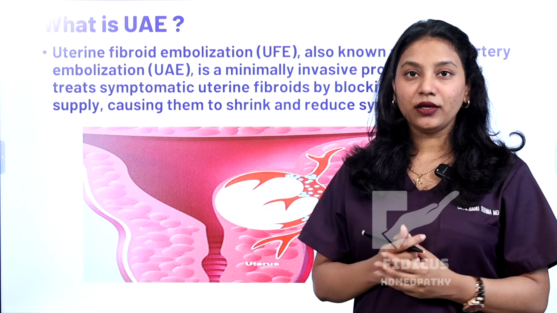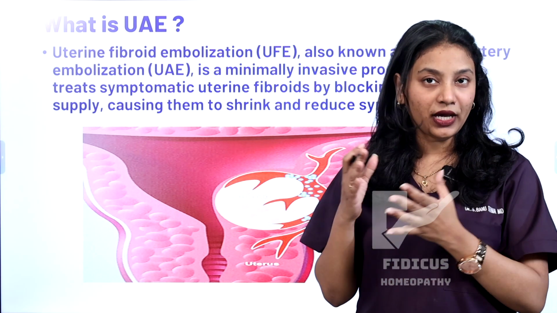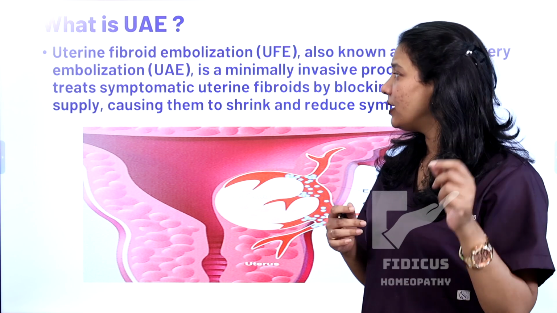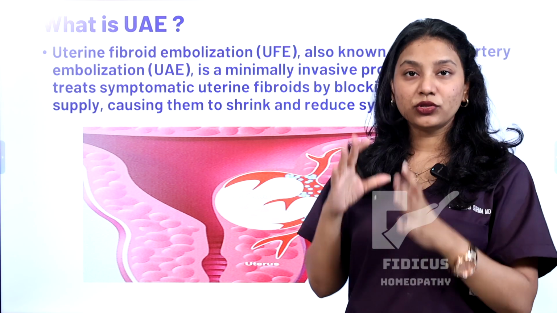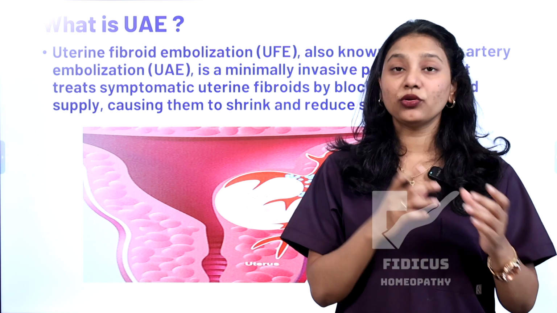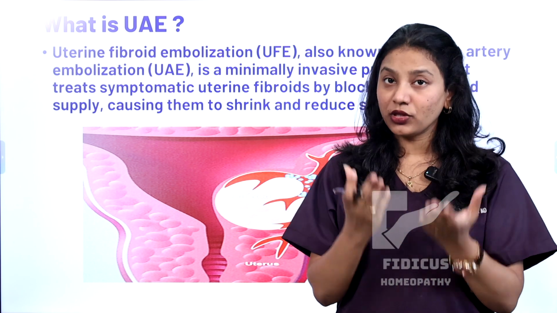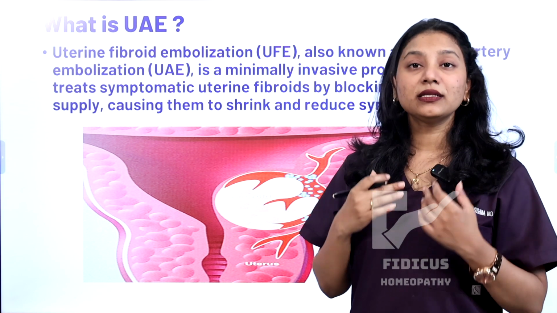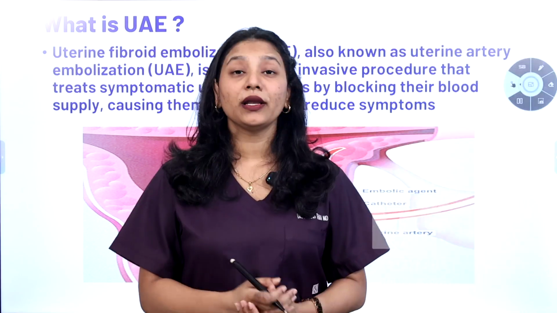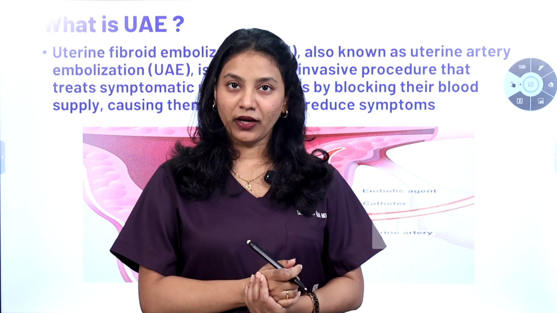So what is UAE? UAE is called uterine artery embolization, as we have already discussed, but it can also be called uterine fibroid embolization. You know the word uterine, which is related to the uterus. You know the word fibroid, which is related to the condition, but you do not know the word embolization. What does embolization mean? Okay, let me explain it to you in a very simple manner.